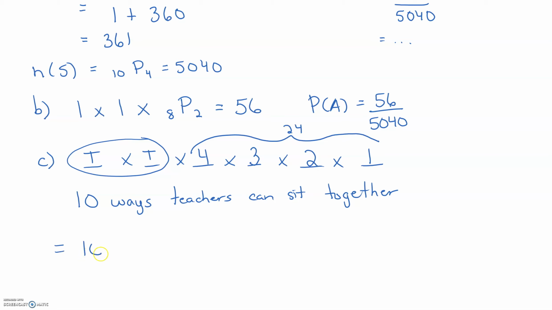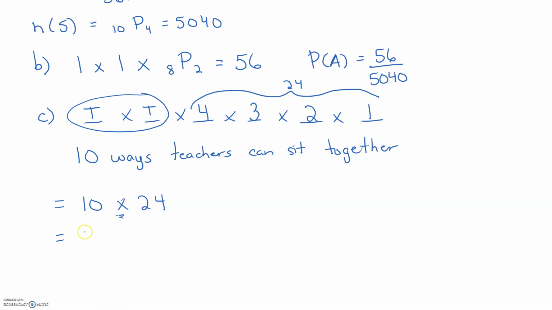So what you can do is there's 10 ways for the teachers to sit together, and there's 24 ways for the students to sit together. And then if you noticed, I said the word and, I said it pretty quickly there, but 10 times 24 is 240. So there's 240 ways.